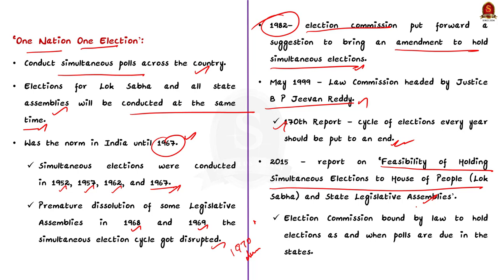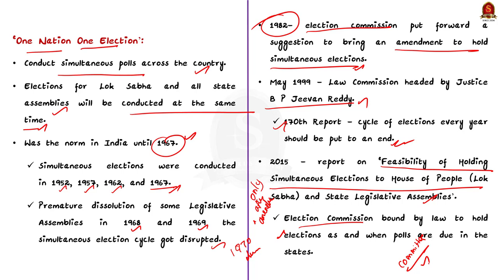Following this, the government asked the Election Commission whether One Nation, One Election was possible. The Election Commission replied that it is possible only if amendments were made to the Constitution and the Representation of People Act. Without amendments, the Election Commission is bound by the law to hold election as and when polls are due in the states. So currently, it is in the hands of the government to make those amendments through Parliament by gathering support of all the political parties. It is in that line only that the government's recent step of forming the One Nation, One Election Committee is a right move. This is about the various steps taken by the government to implement One Nation, One Election.